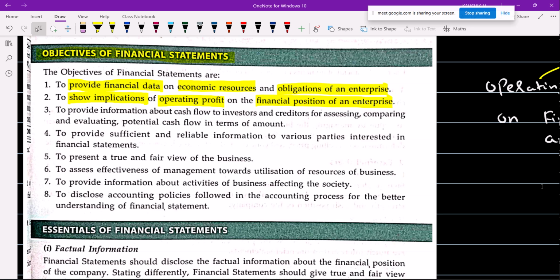So what happens to the profit, does it get added or reduced in the financial position, where we are taking it, that impact you will come to know by looking at a financial statement. Hope it is clear to you.